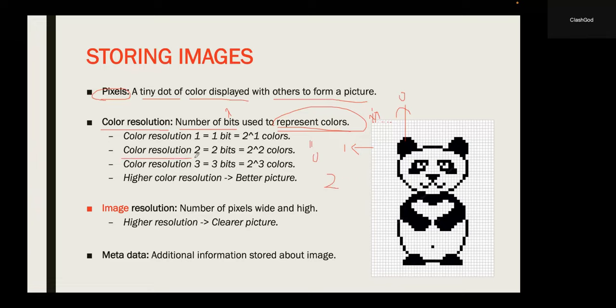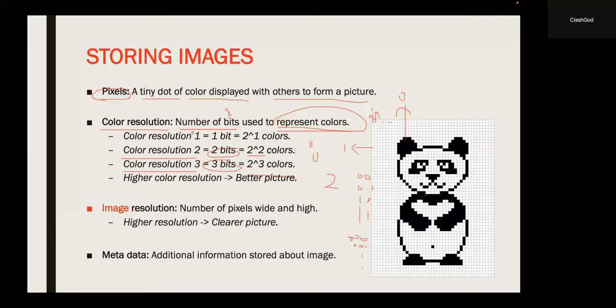If you have a color resolution of 2, however, that means you use 2 bits to represent colors. Two bits means 2 binary digits. You can write it down and you'll find that you can represent 4 colors: 00 for one color, 01 for one color, 10 for one color, and 11 for one color. So a color resolution of 2 means that you use 2 binary digits to represent colors, which gives 2 to the power of 2 colors. A color resolution of 3 means that 3 binary digits are used to represent colors. If we write all of them down, there will be 8 colors you can represent using 3 binary digits. All right? So that is what color resolution means.